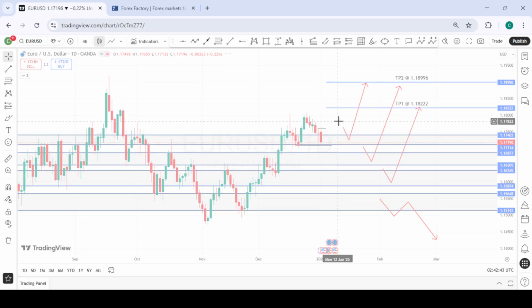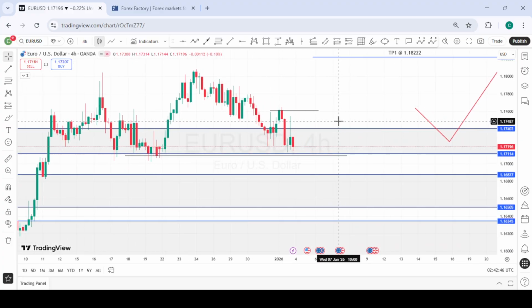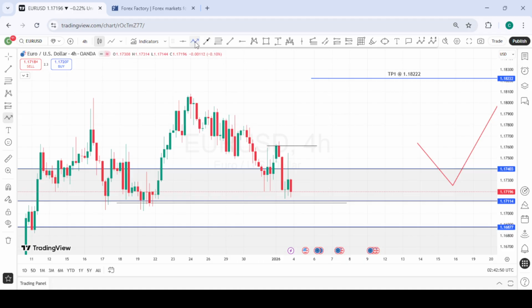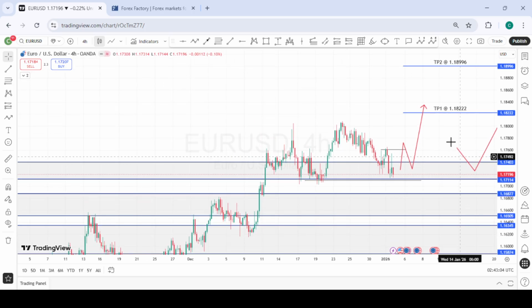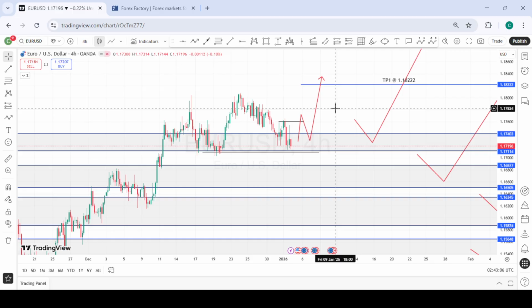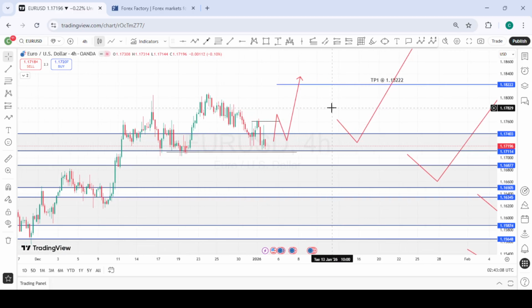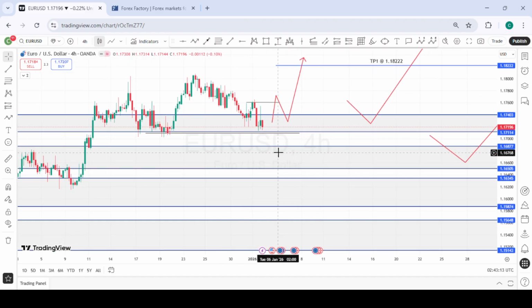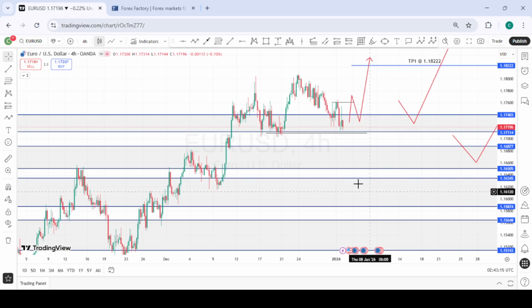Nevertheless, since we are still in an area of interest, if we get a 4-hour structure shift, a 4-hour candle break above this, and we get a retest and something like a US head and shoulders, then we might likely continue to the upside. But the probability of us going higher from here is a bit low. So if you're a day trader, you should be looking out for selling opportunities to the downside to either of these two zones we have below.